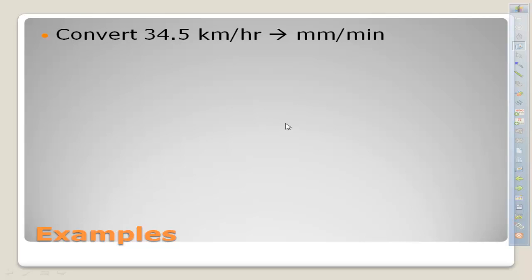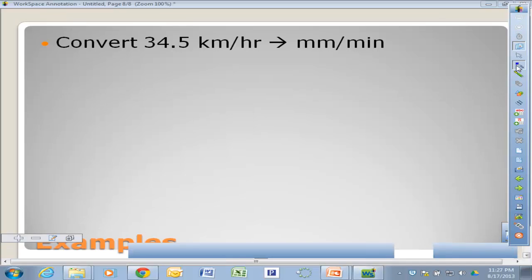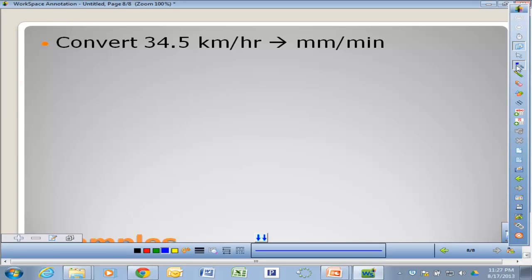Okay, let's look at one that has a couple of units. So we're going to be converting from kilometers to millimeters, and we're going to be converting from hours to minutes. Okay, the first thing that we're going to do, and this one I'm actually going to let you watch me kind of draw it up, is figure out our timeline or our number line.